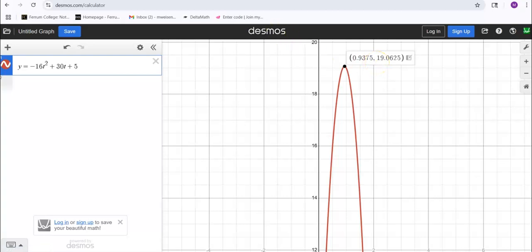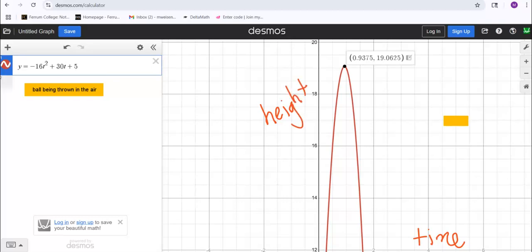But let's say that this scenario represents a ball being thrown in the air. And so my x-axis is going to be my time. That's the t. And the y is going to be the height of that ball.